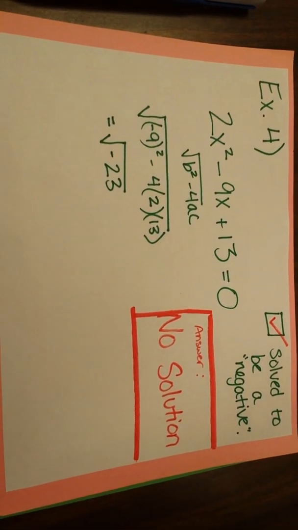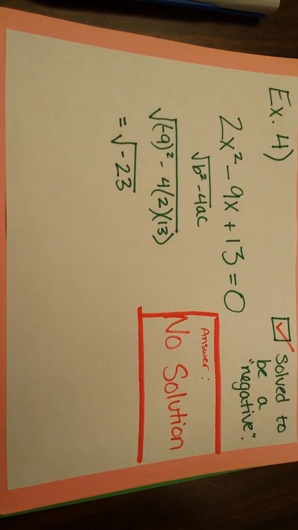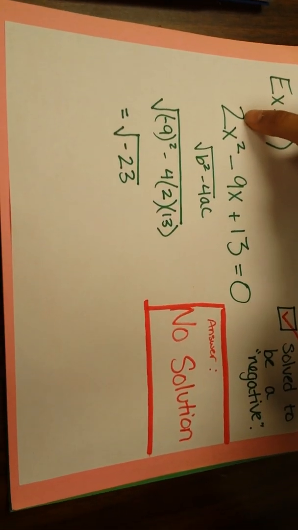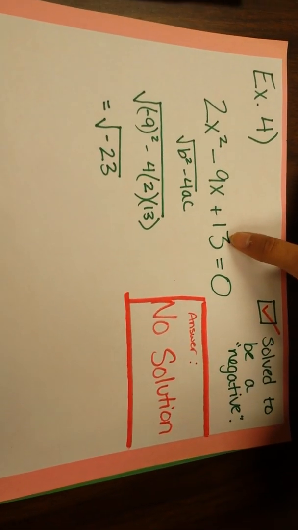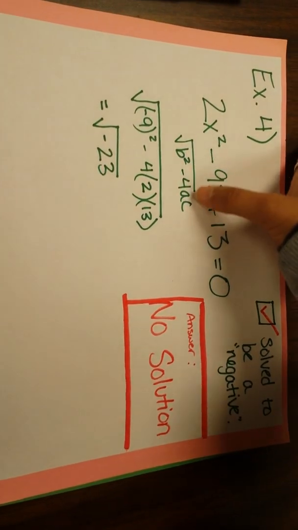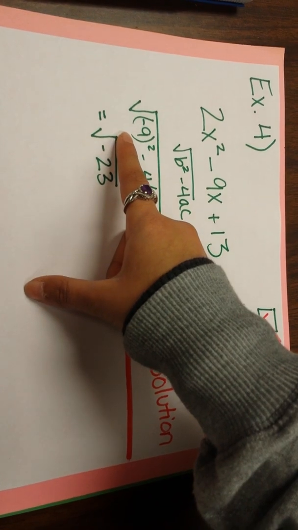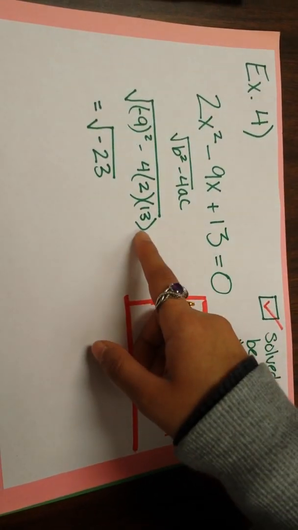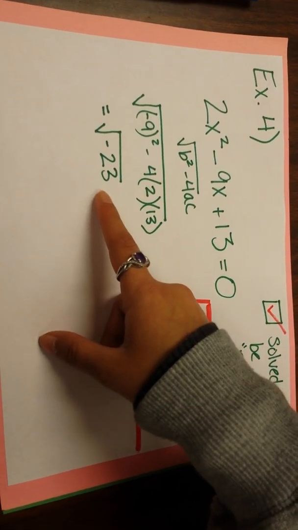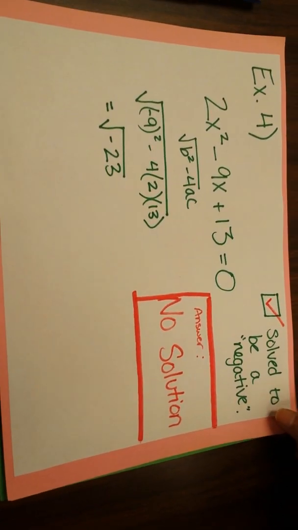For the example, you have 2x squared minus 9x plus 13 equals 0. And here is your a value, your 2, negative 9 is your b value, and 13 is your c. You plug this into b squared minus 4ac. So you have negative 9 squared minus 4 times your a, 2, and times your c, 13. This equals a negative 23. This is a negative number, and that means it is a no solution.